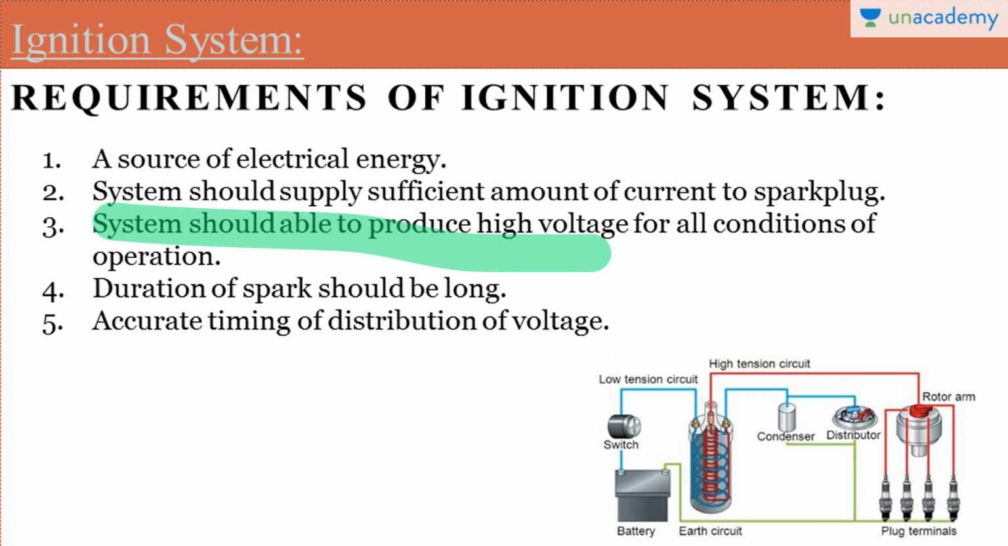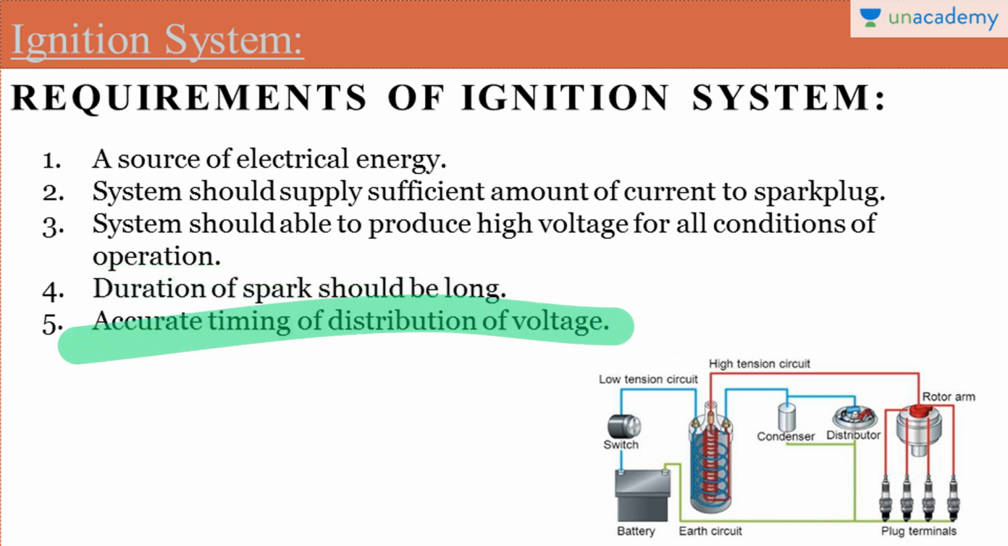The fourth requirement is that the duration of the spark should be long. The duration of the spark should be long with sufficient energy, and this long duration will create the chances of proper ignition in the combustion chamber. The fifth requirement is that the timing of distribution of high voltage to the spark plug should be exact.